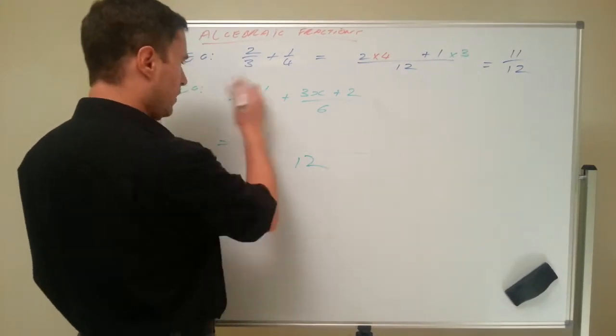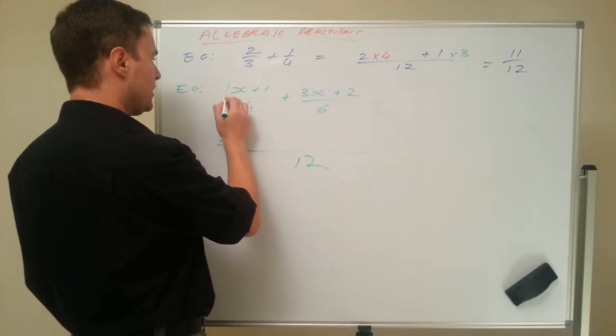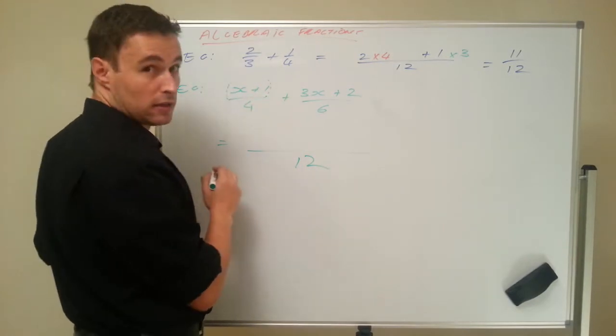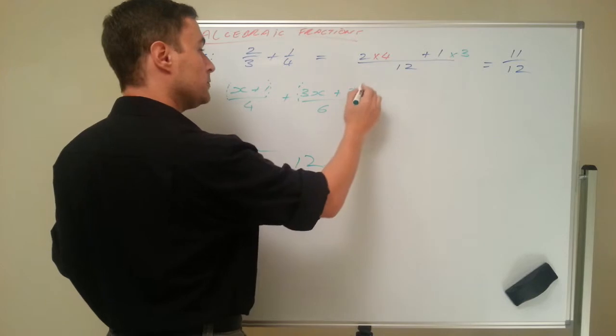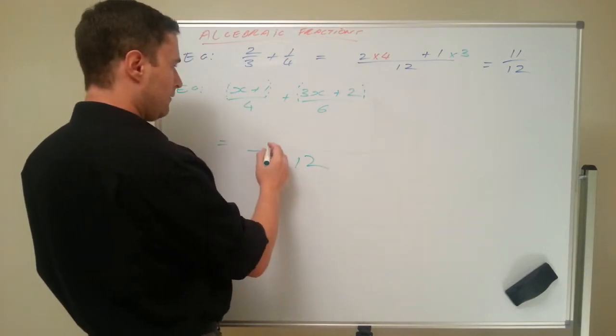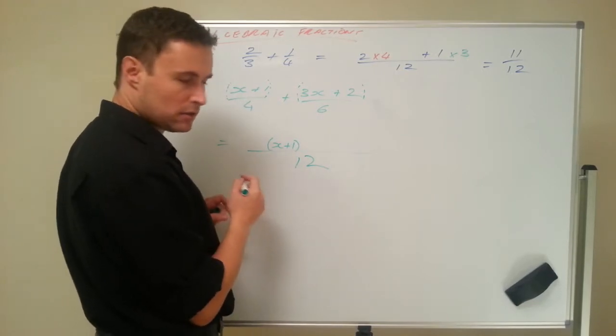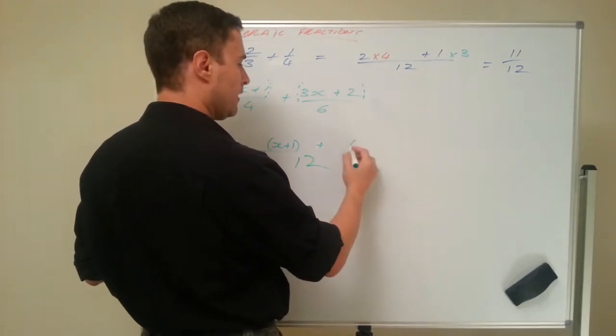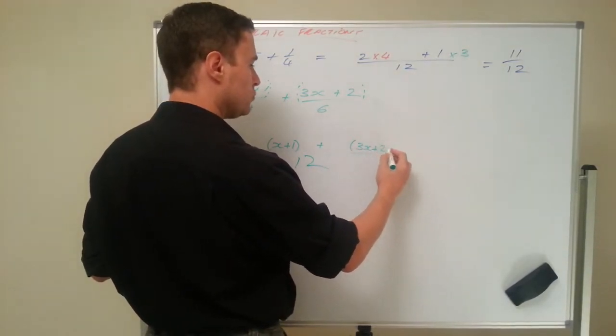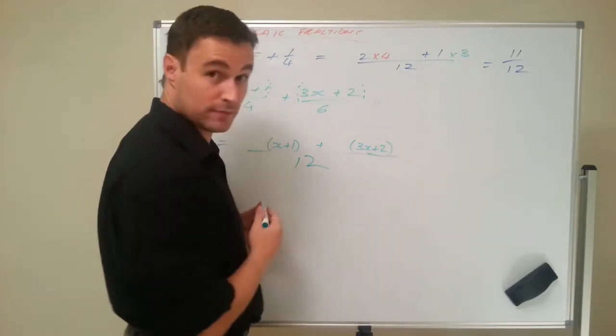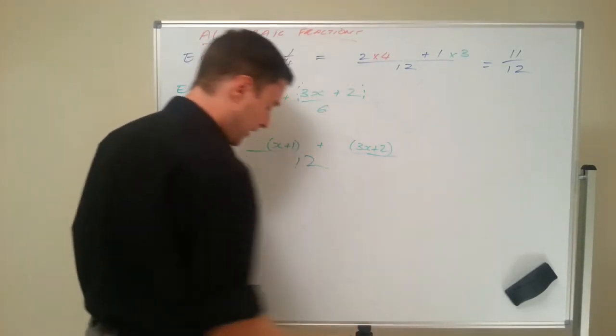Okay, so on this side, this long divide line groups that together. And that long divide line groups that together. So on this side, I've got x plus 1. Trust me, put it in brackets. Okay, plus on this side I've got 3x plus 2. Again, put it in brackets. Okay, and then I stop and I say, okay, great.